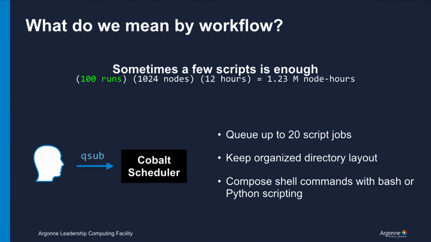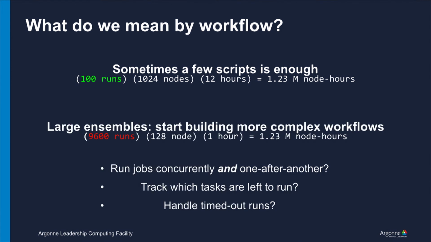So what do we mean by workflow? It's just a way of running the jobs that you need to run. And sometimes those bash scripts are perfectly fine. So you could just manually submit jobs to the scheduler. You can have on Theta up to 20 jobs in the queue. And if you stay organized with your directory structure and you're decently comfortable with bash and other shell tools, this is perfectly fine. But when we start getting into larger numbers of runs, there's a lot of challenges there.